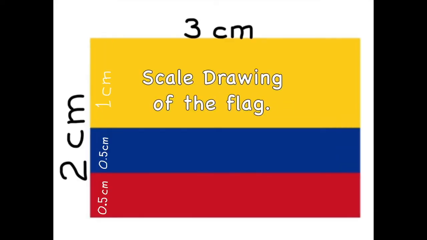So here's a look at the scale drawing of the flag. It's 3 centimeters long and 2 centimeters tall. The red stripe is 5/10 of a centimeter tall, or 1/2 centimeter. So is the blue stripe. And the yellow stripe is 1 centimeter tall.